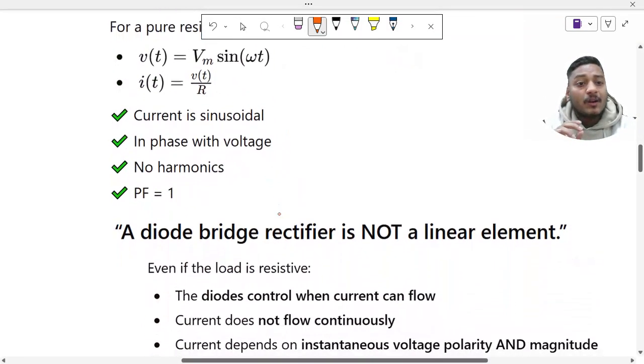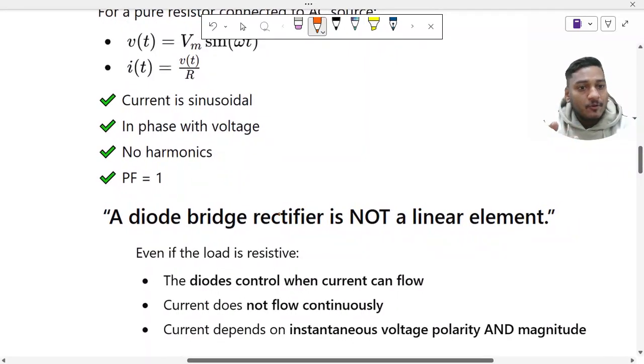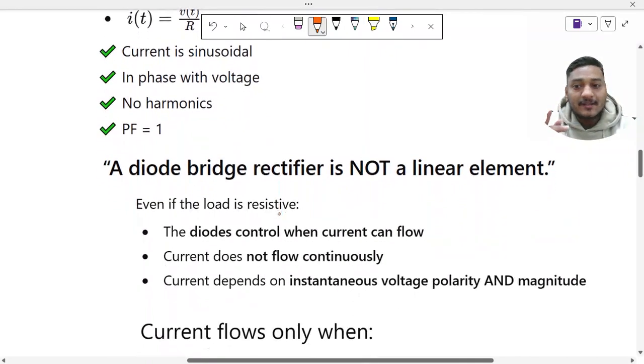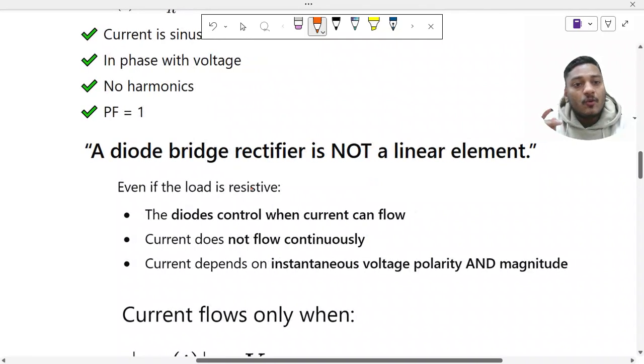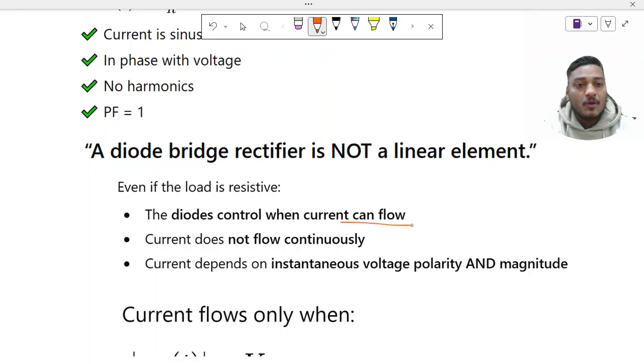But what is the difference in the diode bridge rectifier? It is a non-linear circuit. The diode bridge rectifier is not a linear element, right? Because of the diode, even if the load is resistive, the diode controls when the current flows. This is very important. So here the diode will govern when the current flows and when it does not, because only when the diode is on can current flow.